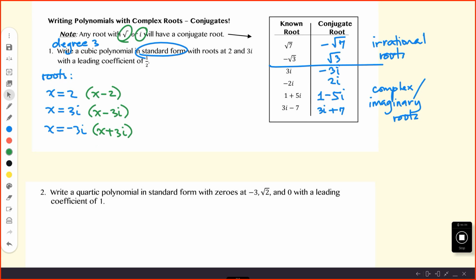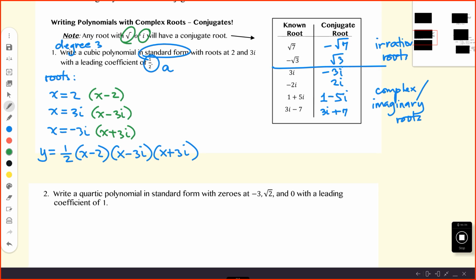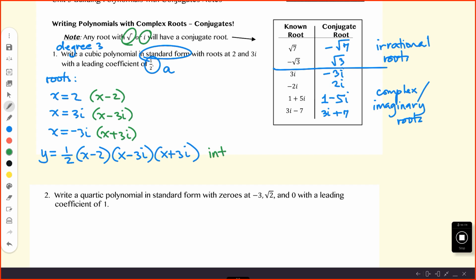Any other questions? So again, we should have a total of 3. If we find a pair of 2, it's going to be 4, and we cannot have 4 because this is just cubic. So how do we write this now in intercept form? y equals 1/2. We start with the leading coefficient, 1/2, and then times all these factors: x minus 2, x minus 3i, and x plus 3i. What form is this? This is your intercept form.